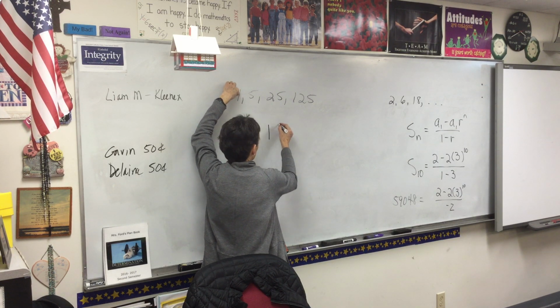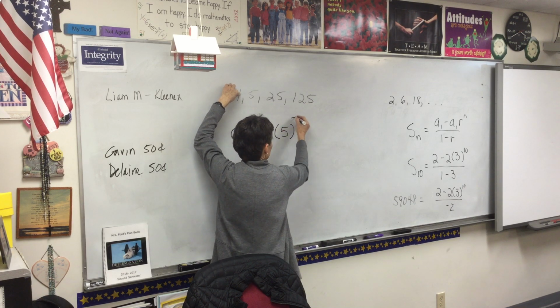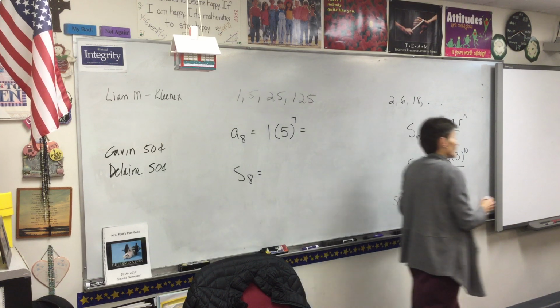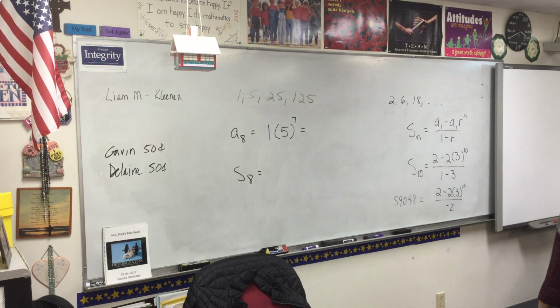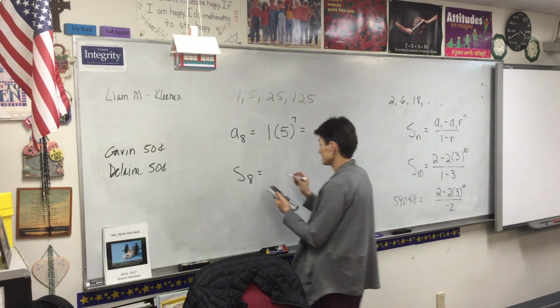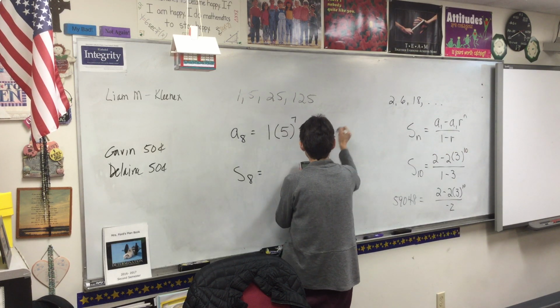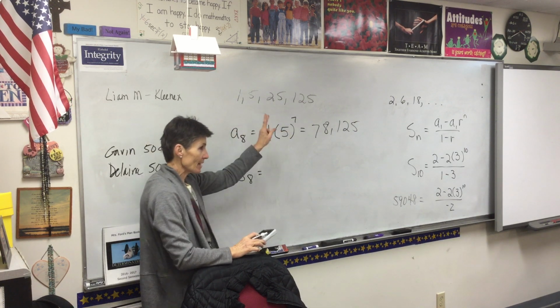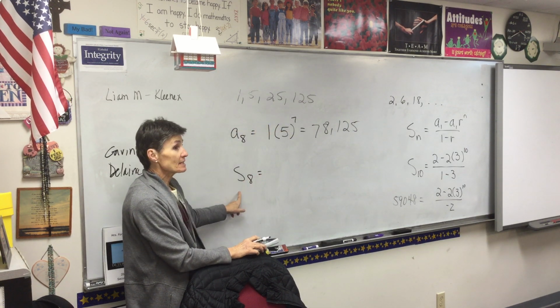1 times 5 to the 7th. That's the 8th term. The first term times the ratio to the 7th. So 78,125. Everybody okay with that? Now this is the sum.